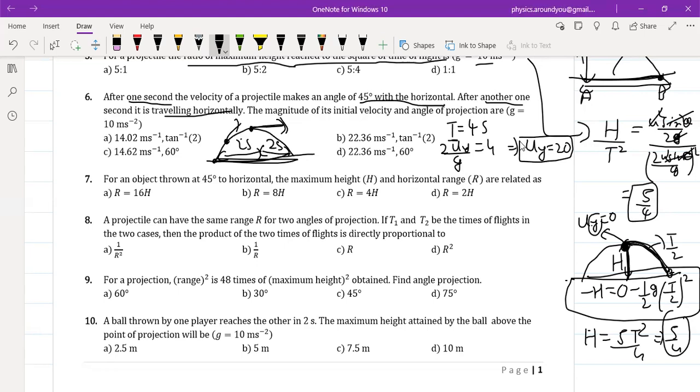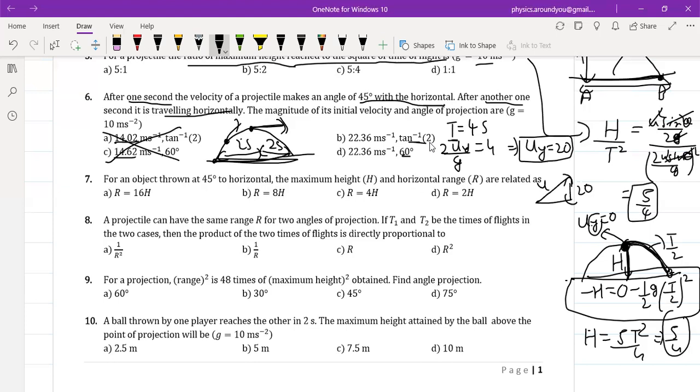Right? With this itself, I can eliminate a few options. Reason: if the initial y component is 20, the initial velocity or the speed should be greater than 20. Why? Because let this be the initial speed. The vertical component itself is 20. Therefore, the hypotenuse, or the magnitude of this velocity, should be greater than 20. Here I see that 14.02 and 14.62, both of them are less than 20. I eliminate them. So either it should be D or B.